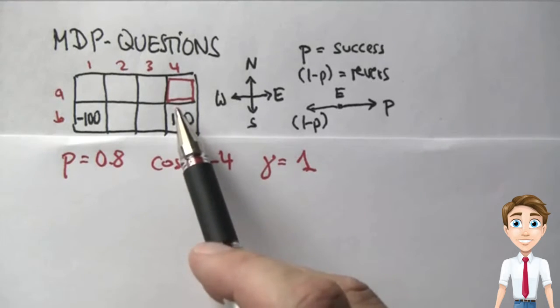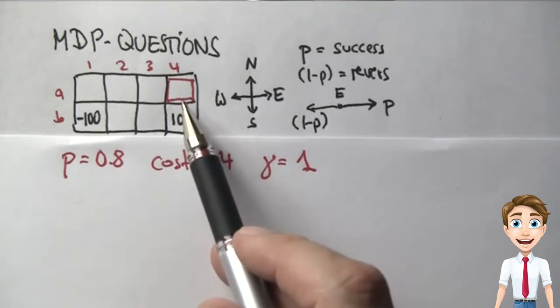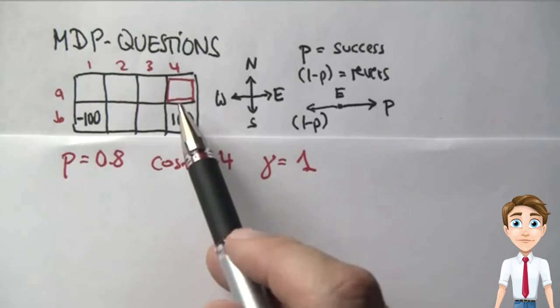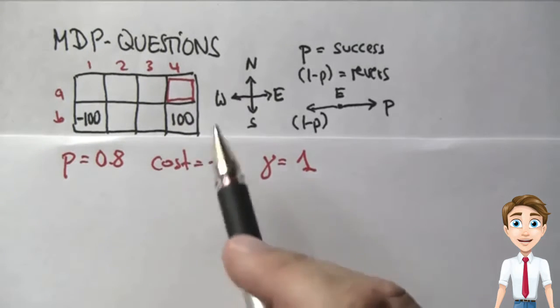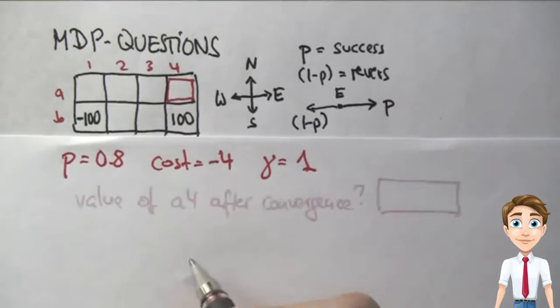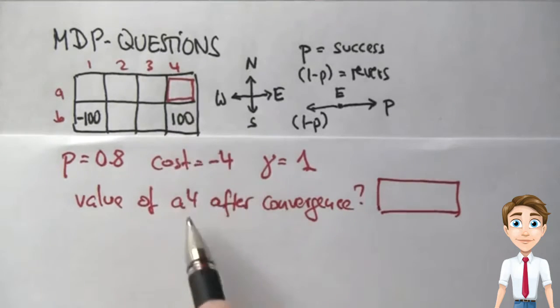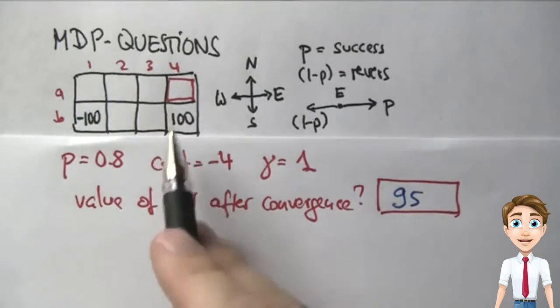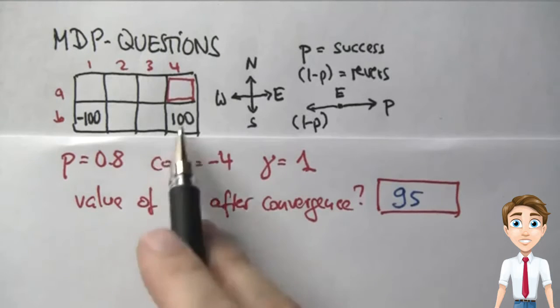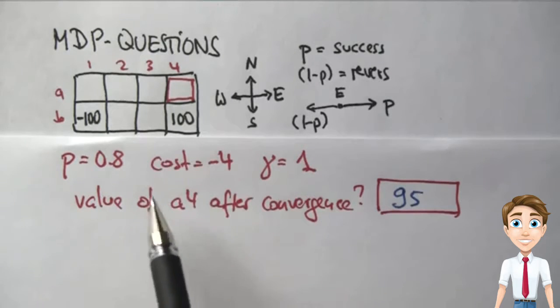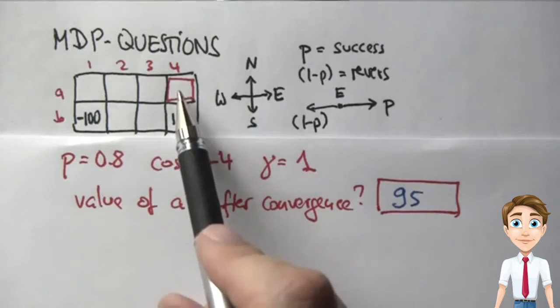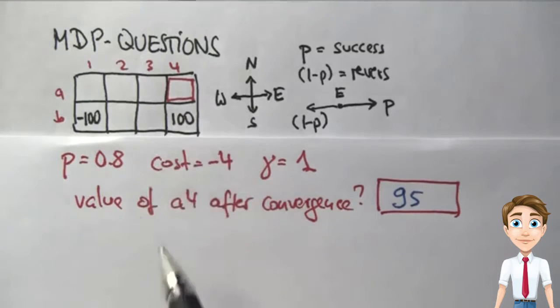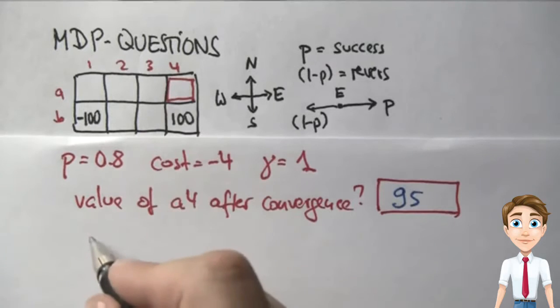Now, using the same parameters as before, p equals 0.8, cost equals -4, and gamma equals 1, I'd like you to run value iteration to completion. And for the one state over here, A4, I'd like to know what is its final value. Now, you might be tempted to write a piece of computer software, but for this specific state, it's actually possible to do it with a relatively simple piece of math. It's not trivial, but give it a try. So what is the value of A4 after convergence?